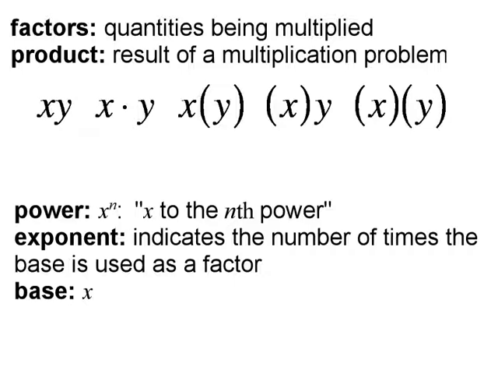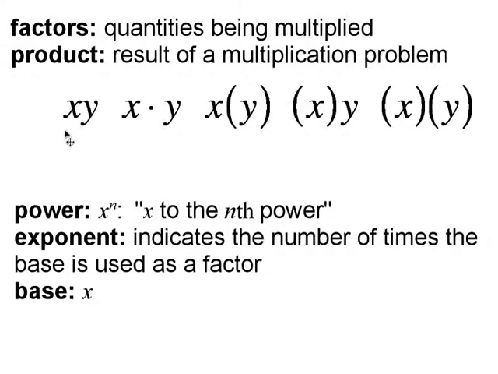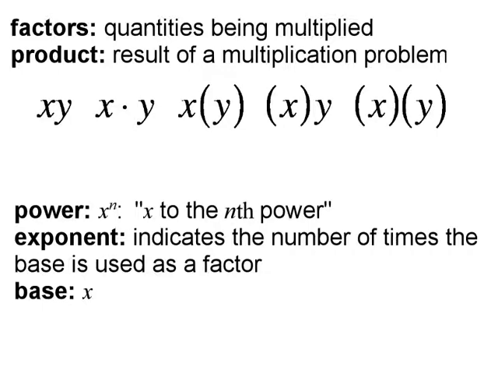Down here, I've written all the different ways you can symbolize a multiplication problem. X, Y, that's one way. X dot Y, that's another way. X and then parentheses around Y, that's another way. Parentheses around the X times Y, and then parentheses around both. These all indicate multiplication problems. One of the ways I didn't write, because I thought it would be too confusing, is the times sign, which is probably the one you're most familiar with. But these other ones are all other ways that you can symbolize multiplication problems.